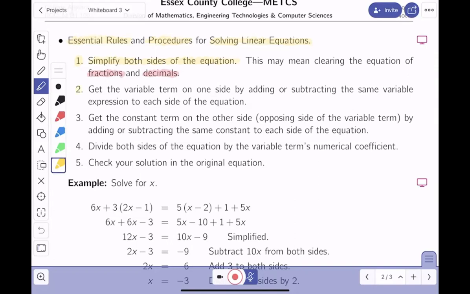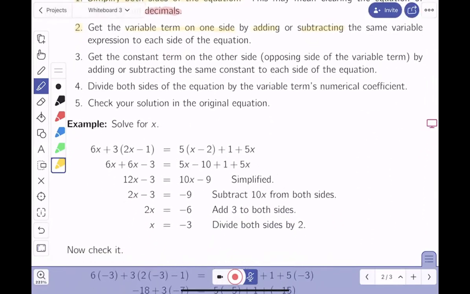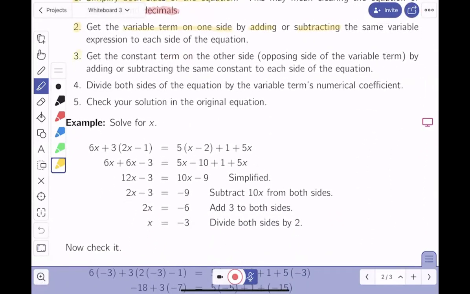Number two, get the variable term on one side by adding or subtracting the same variable expression to both sides of the equation. And we'll go through examples. Number three, get the constant term on the other side.